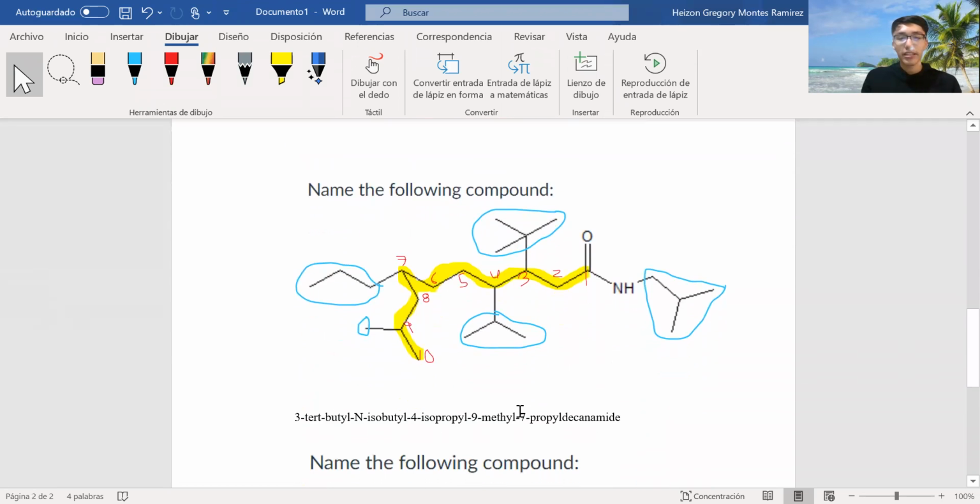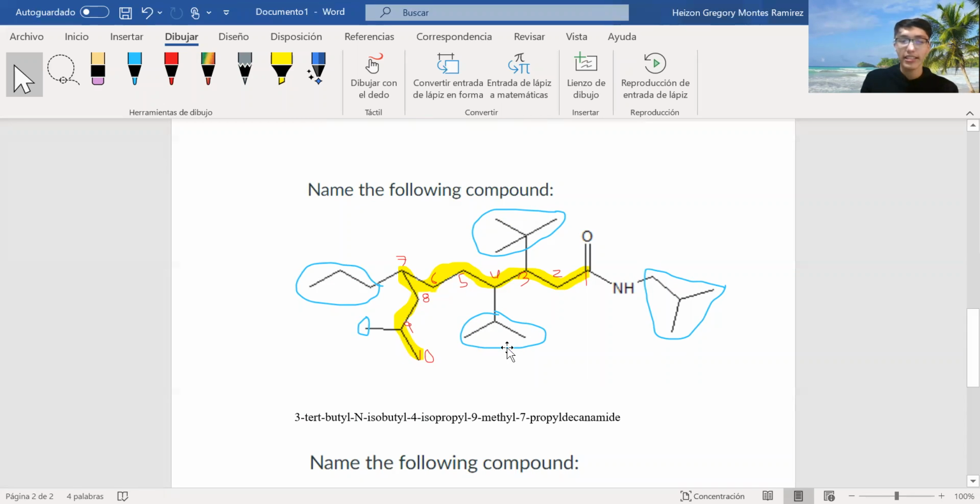Then the next one, first we identify that there is an amide. So we know that the amide is always the first carbon, it is the first position. So we start counting there to the longest part of the chain, and there are 10 carbons in the main chain.